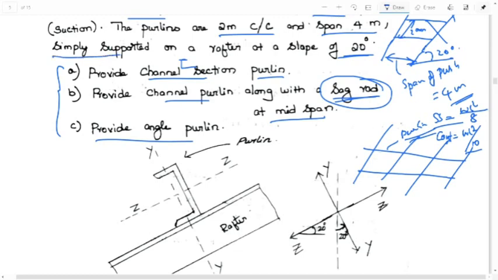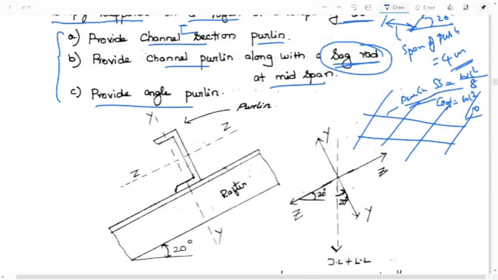See, in this question it clearly mentions that the purlins are simply supported on a rafter. That is, you have to use WL square by 8. Okay, if it is not given in the question, you can consider the purlins to be continuous, and you can use WL square by 10 to calculate the maximum bending moment. Okay, you will see where that is going to be happening.